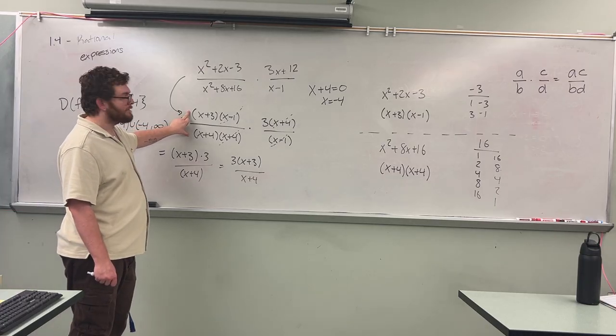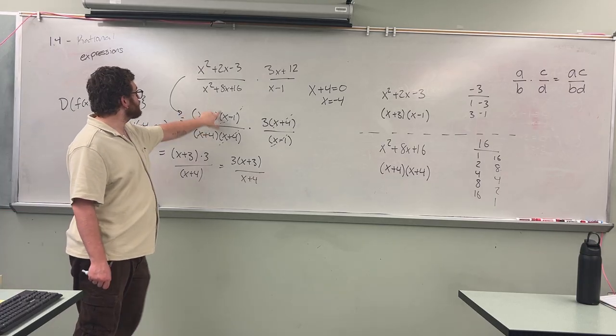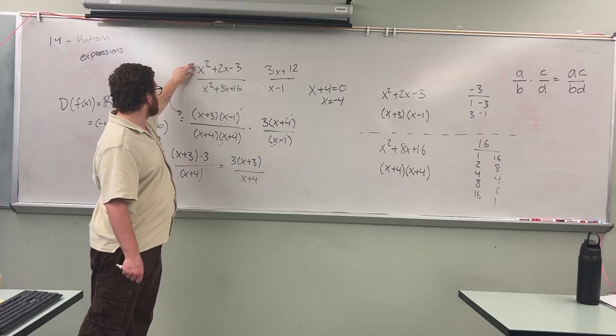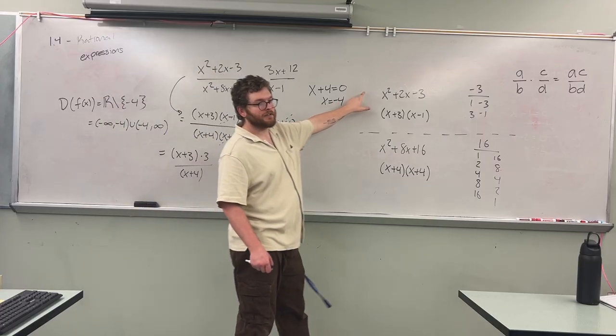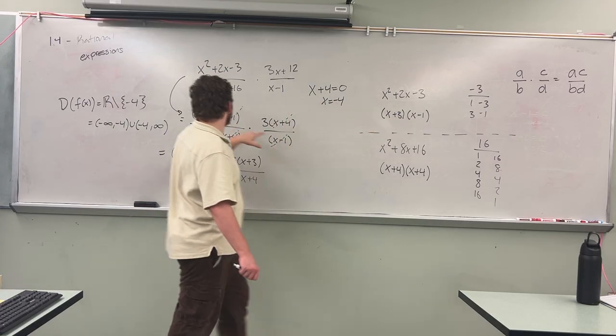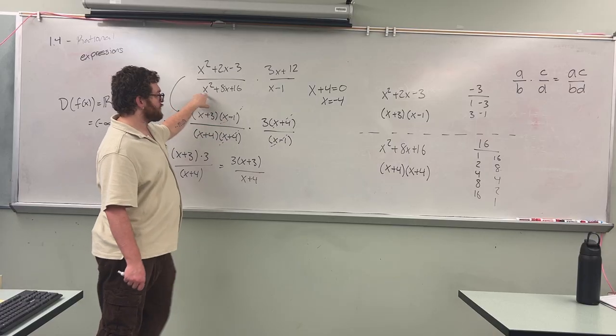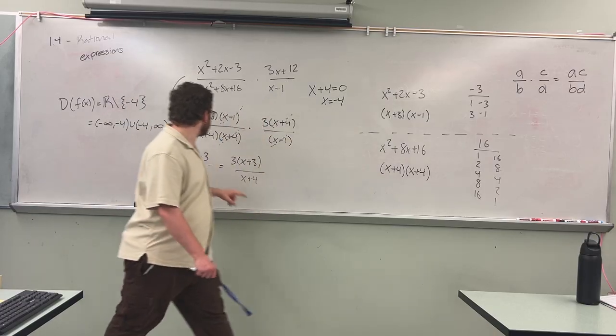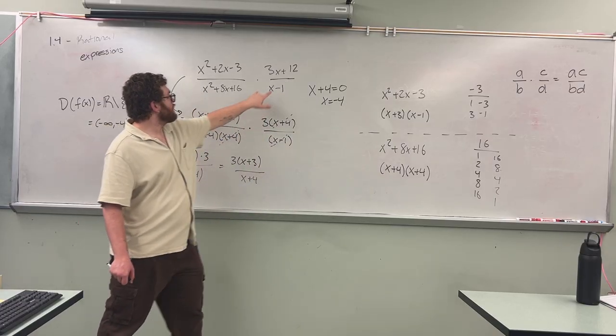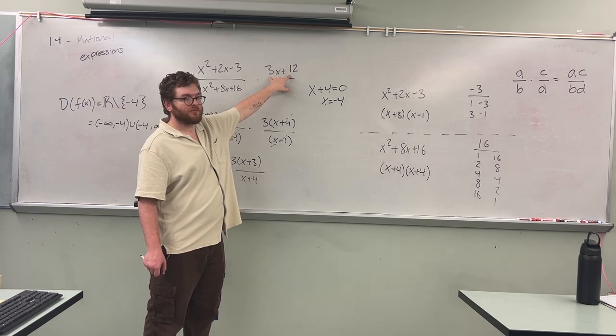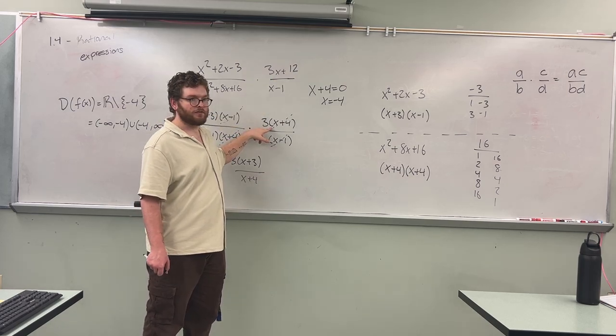This part? Yeah, like how you got... I factored this top part of the fraction right here. I factored into this, so I replaced it with that. I factored the bottom part of the fraction into this and replaced it with that. And in this part, I saw the common multiple was 3, so I factored it out.